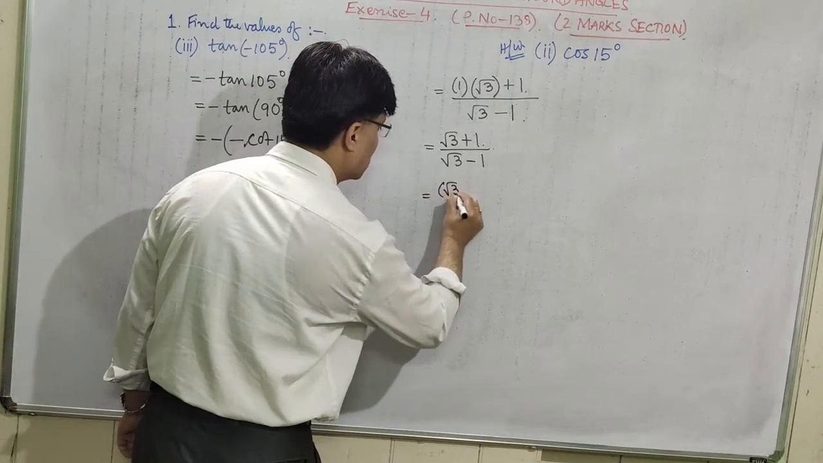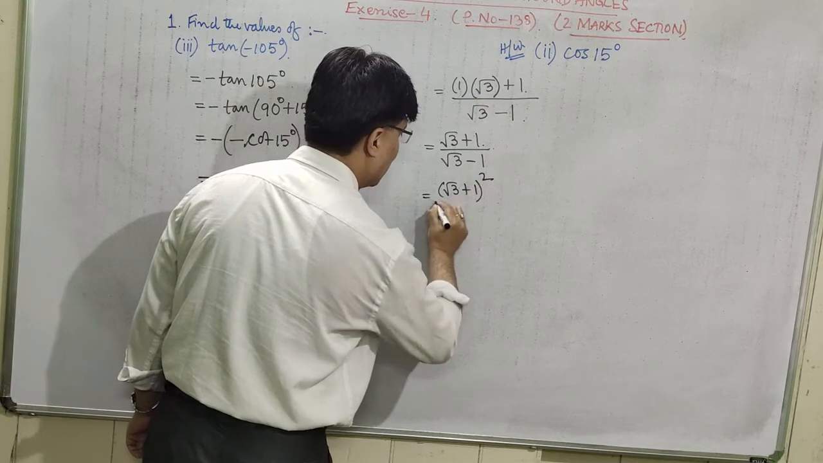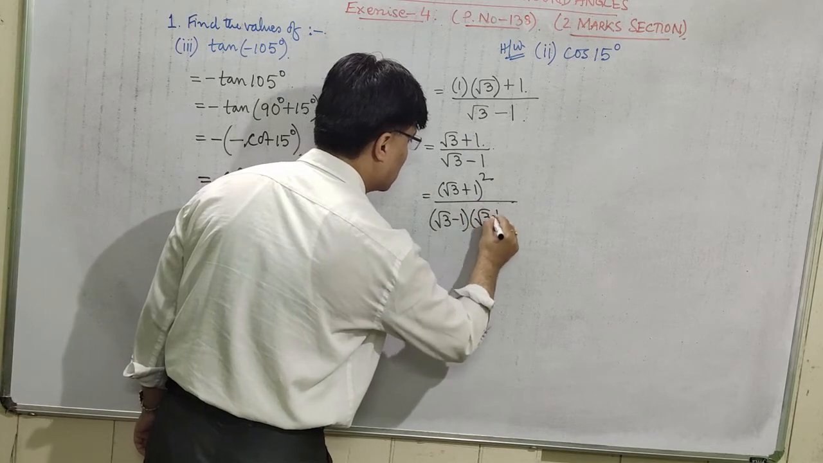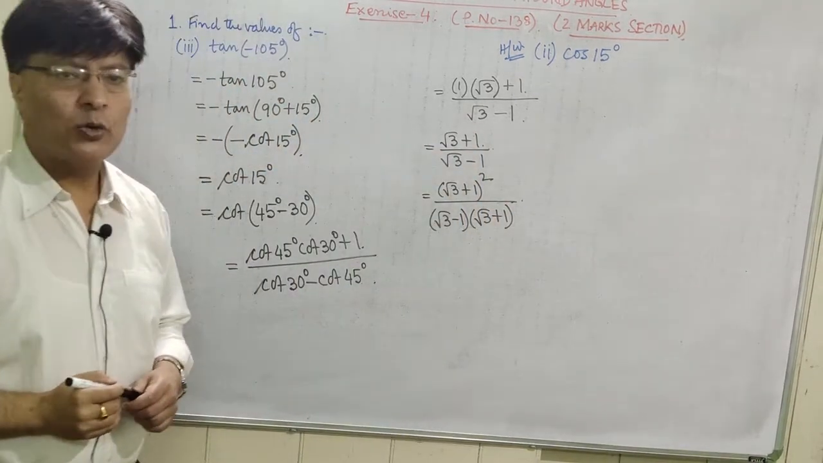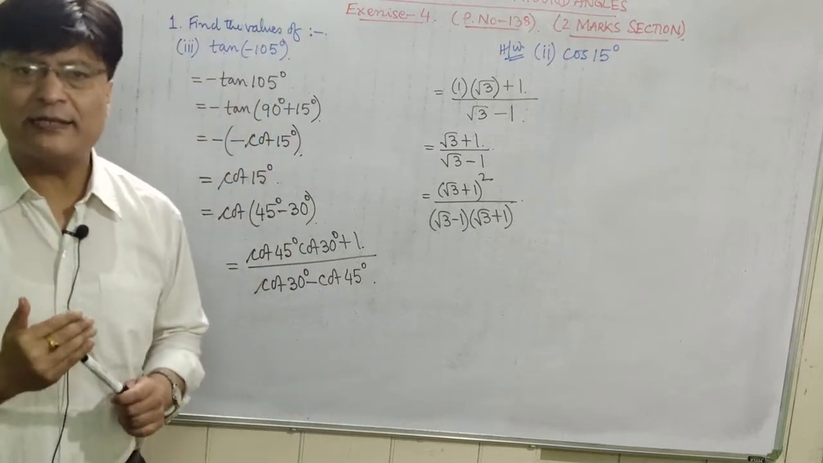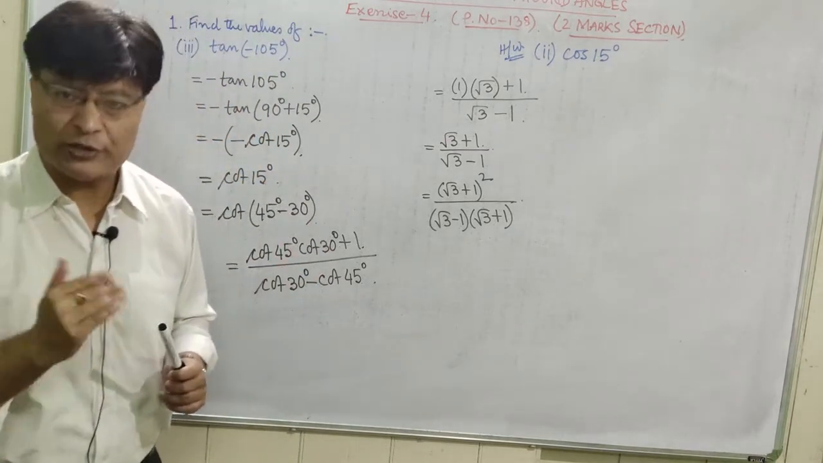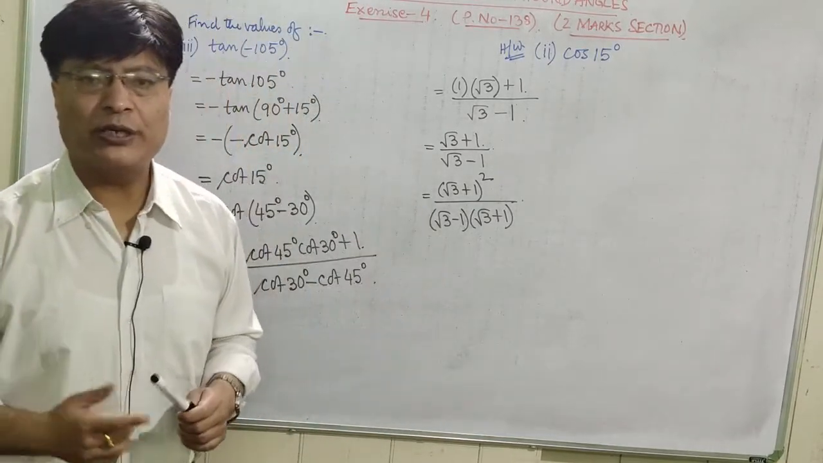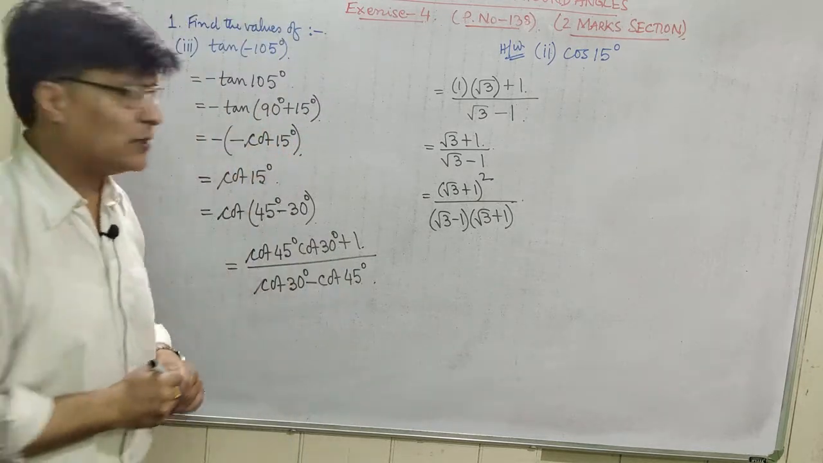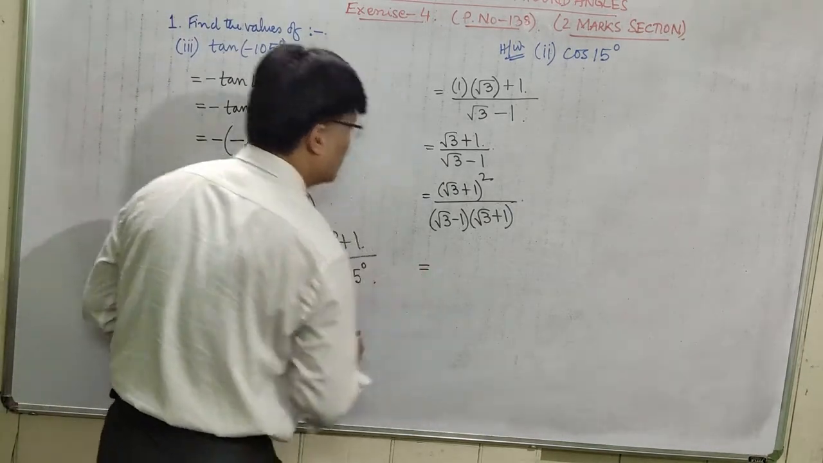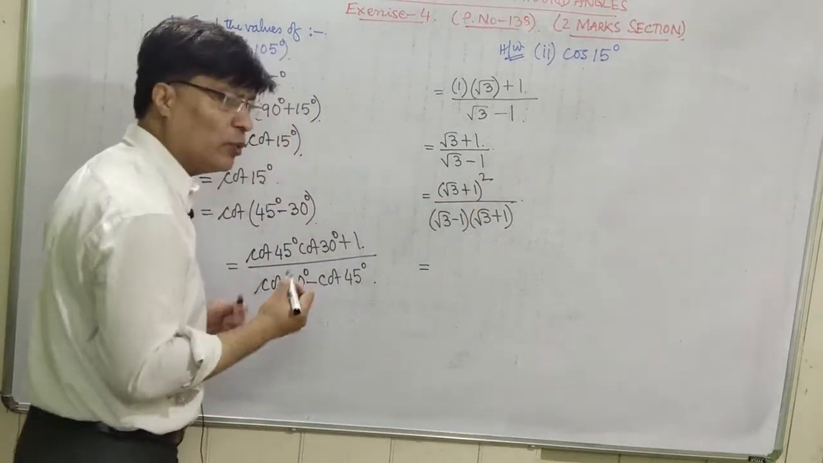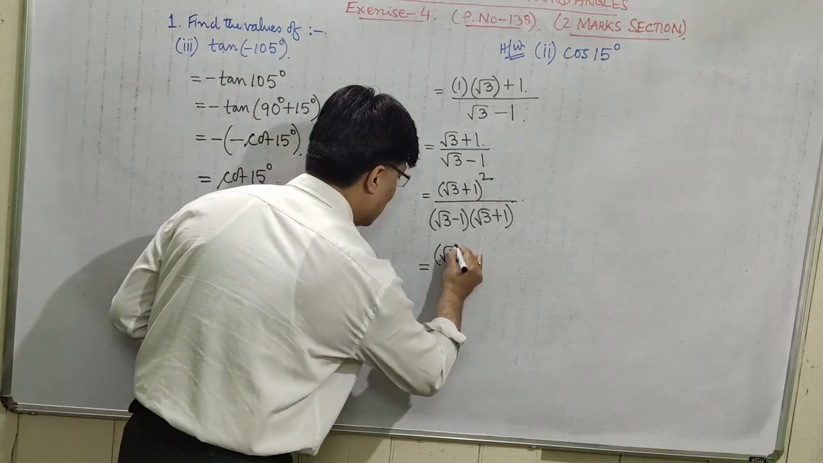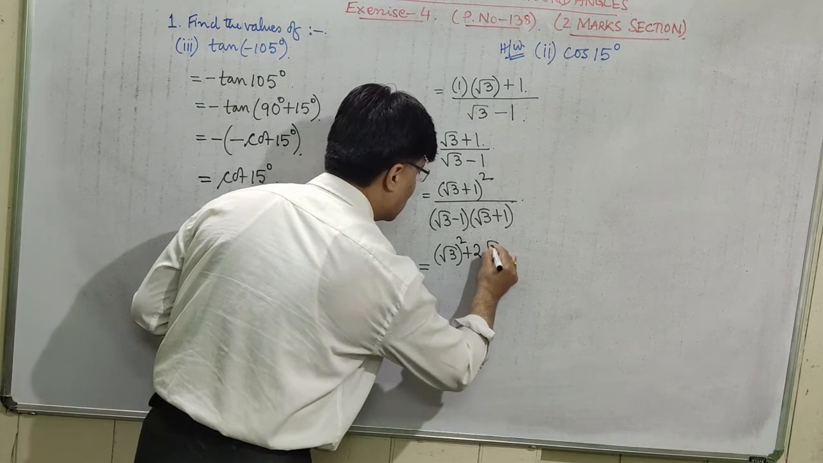So it is equal to root 3 plus 1 whole square divided by root 3 minus 1 into root 3 plus 1. That is, we are multiplying both the numerator and the denominator by the rationalizing factor of root 3 minus 1. That is, we are multiplying both the numerator and the denominator by root 3 plus 1. So I think you have understood it. Okay, so which is equal to, now this is your a plus b whole square. What is the formula? a square plus 2ab plus b whole square. What is a whole square? It is root 3 whole square plus 2 into a, which is root 3.